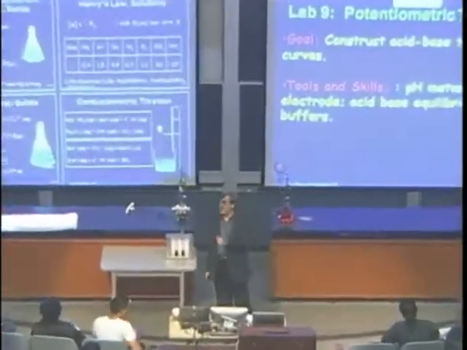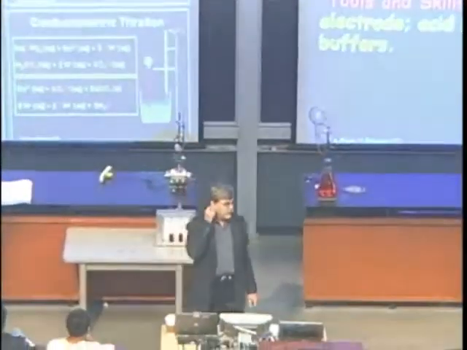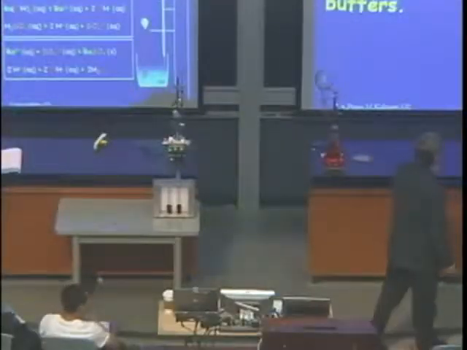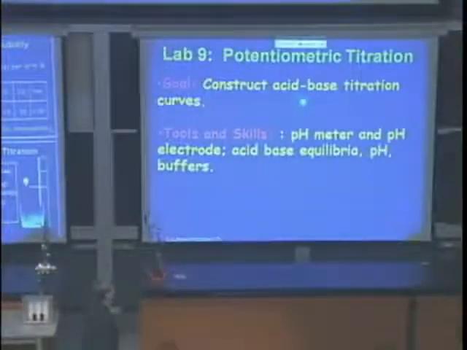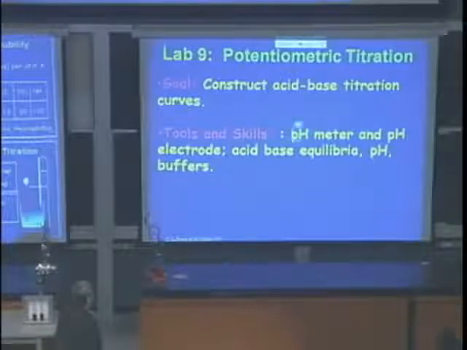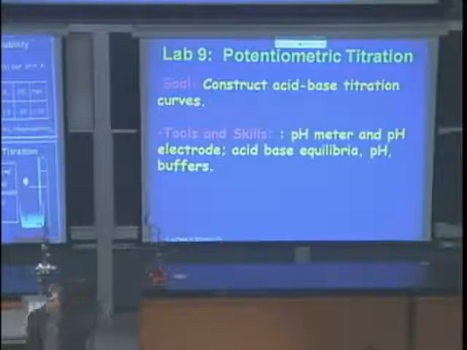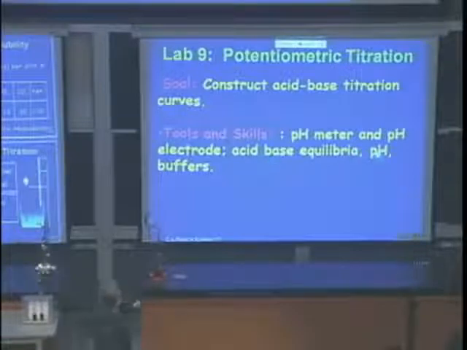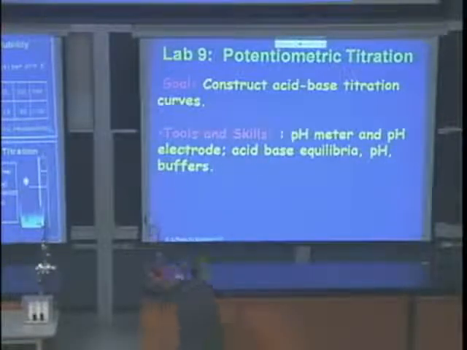Okay, today is the big day, the last midterm for Chem 1A. You also start a new lab this week. You will do potentiometric titrations, so you will construct acid-base titration curves. For this, you need to know how to handle a pH meter and a pH electrode. Please don't break those pH electrodes. They are very, very expensive. And you need to theoretically know something about acid-base equilibria. That's what we're going to be talking about on Wednesday and on Friday, about pH and about buffer solutions.